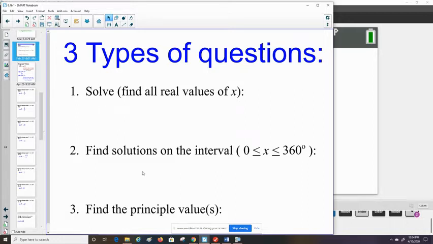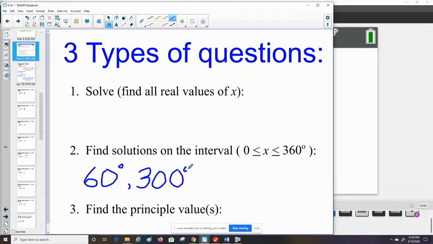So if I say, I'll start with the second one because it's the easiest one to think about. If I say find the solutions on the interval between 0 and 360 degrees, then I'm looking for an answer that is something like, I don't have any equations, so I'm not really solving anything, but maybe I've got 60 degrees and 300 degrees. And we'll see, most of our questions will be something like this, where we'll get two different answers.